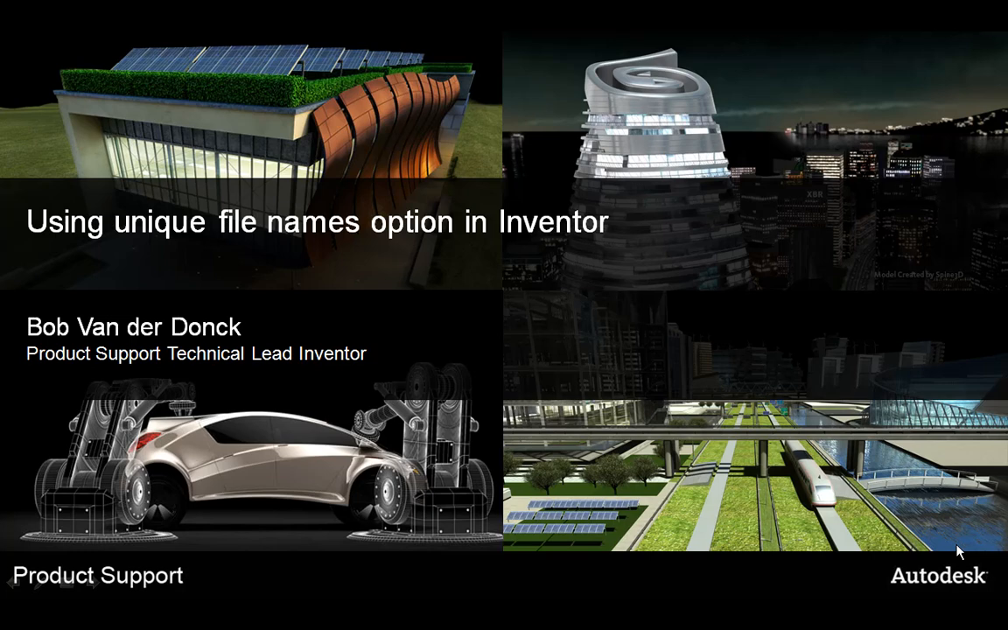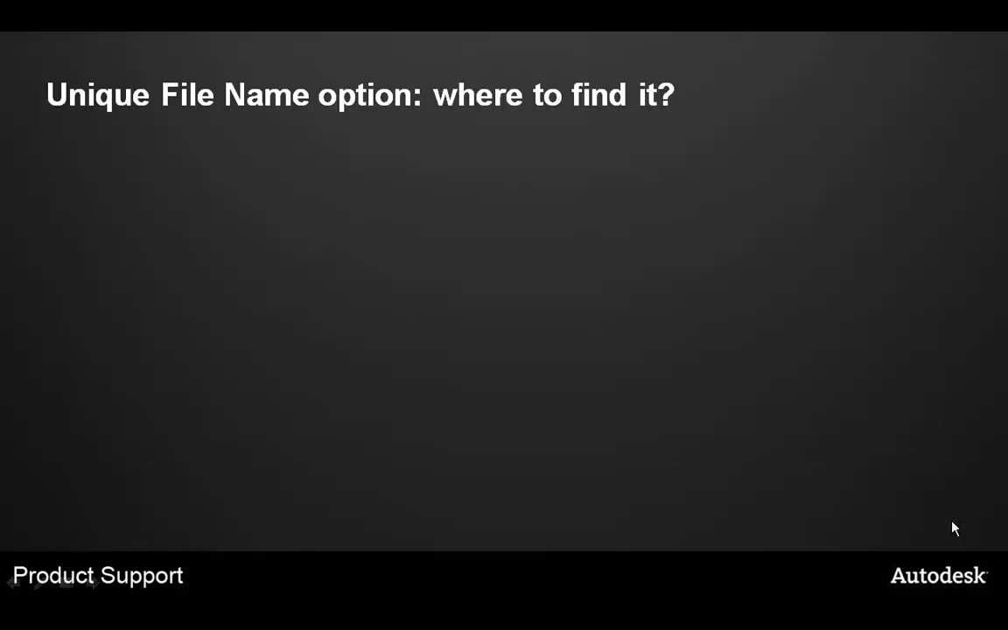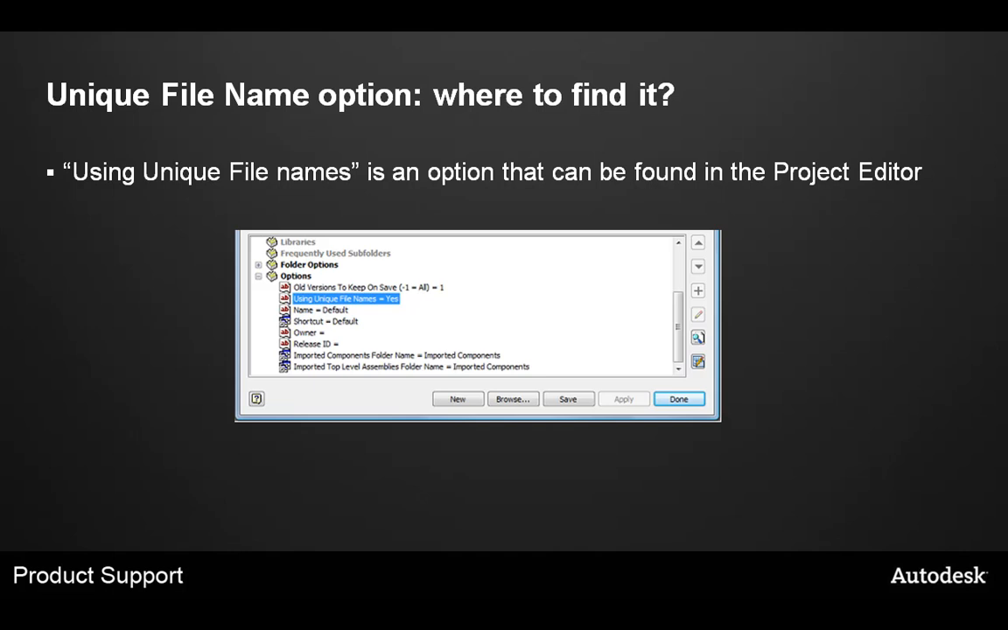I will show you today some tricks around the unique file name option in Inventor's project file. Where can you find this file name option? If you open the project editor, you can find this option right at the bottom of the options folder in the project file, and it's called using unique file names. By default, the option is set to no.